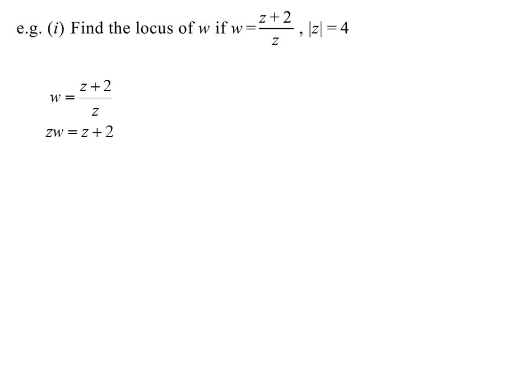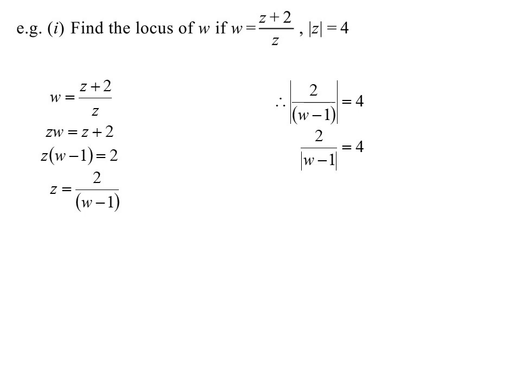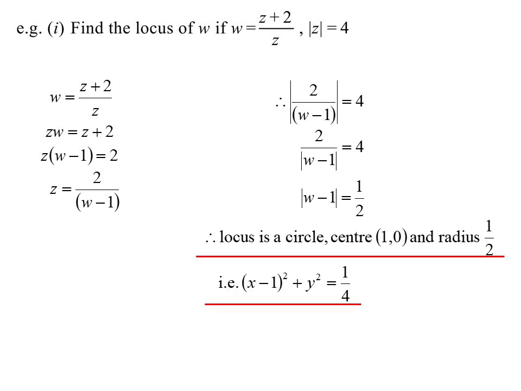Multiply both sides by z, factorise, divide, I now have this. Now why I do that is because I know the modulus of z is equal to 4, so I can now say, oh, well then the modulus of 2 over w minus 1 is equal to 4. And now I can look at this and say, well, what's that? If I play around with that one, well, modulus of 2 is of course 2. We get this, and we recognise that to be a circle as well. So our locus is a circle. Its centre is 1, 0, radius is a half. In other words, it would be this particular circle here.